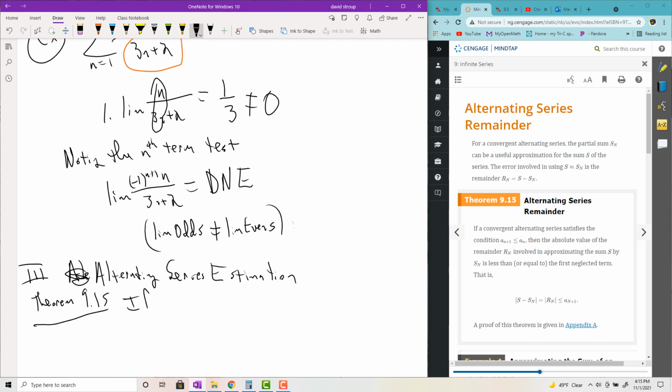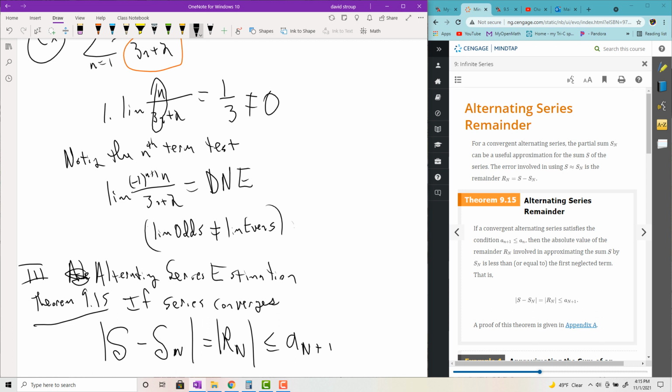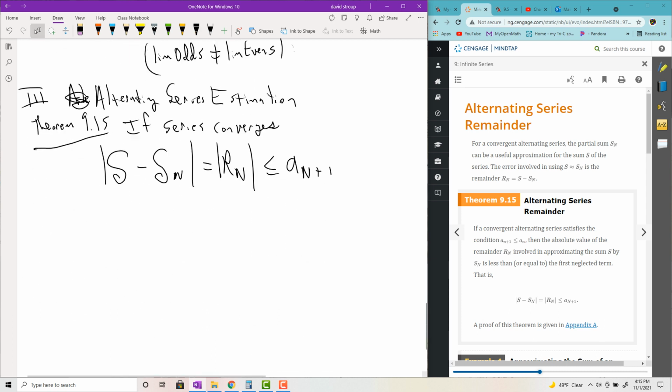So if the series converges, basically the difference between the actual sum and the nth partial sum, which basically gives you a kind of remainder, will be less than or equal to the next term in line. Okay, so to give you some kind of intuition, this won't be exactly a proof, this is just a sketch of the proof.